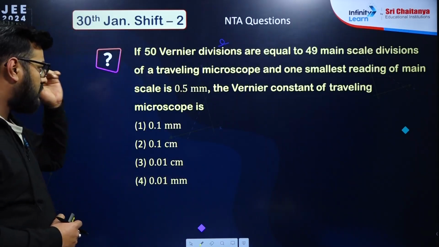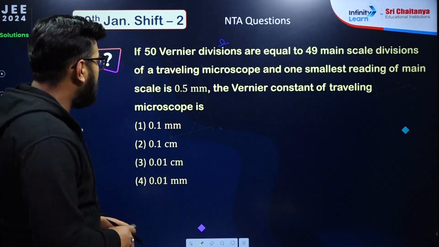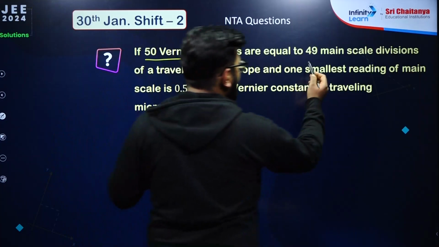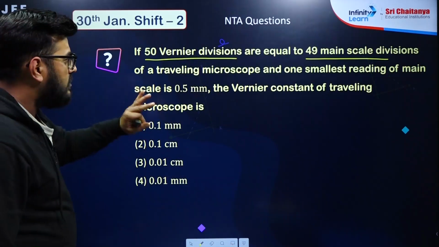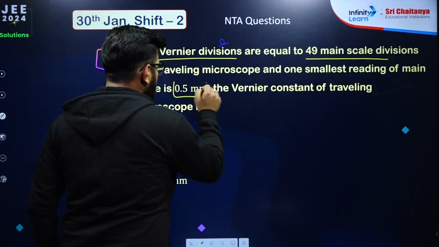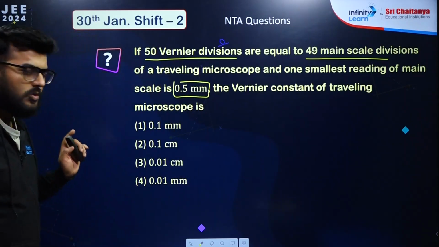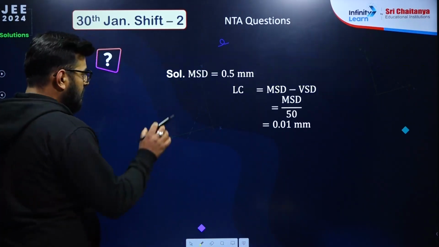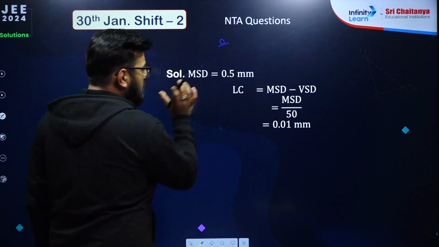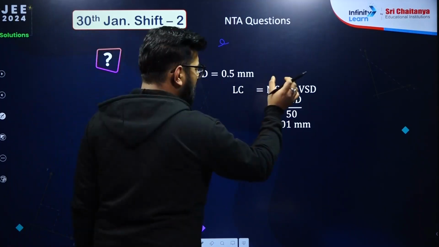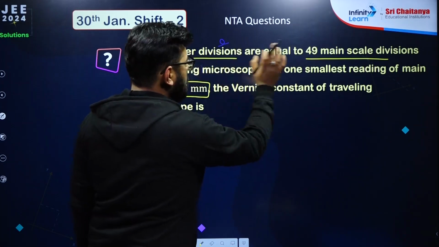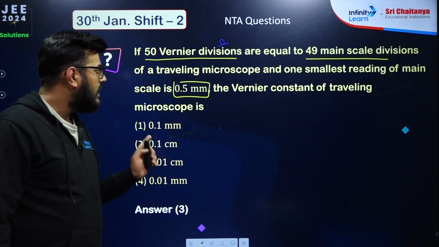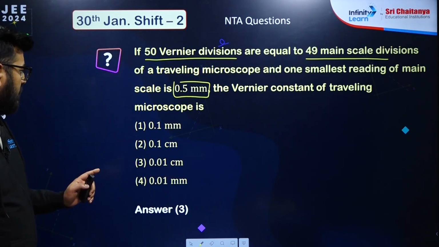So this question was asked from Vernier caliper. Now if 50 Vernier divisions are given, and they are saying it is equal to 49 main scale divisions of a traveling microscope, and one smallest reading of main scale division, one main scale division they have already given. The Vernier constant of the traveling microscope is a simple question. Vernier constant means the least count. So what you need to calculate is basically 1 MSD minus 1 VSD, and MSD was given, and also the ratio was given that basically your 50 VSDs were equal to 49 MSDs. So based on that, option number 3 is the correct answer over here, and I hope all of you must have solved it. Is it clear?